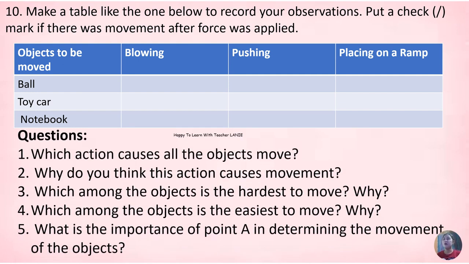Questions. Number 1. Which action causes all the objects to move? Number 2. Why do you think this action causes movement? Number 3. Which among the objects is the hardest to move? Why? Number 4. Which among the objects is the easiest to move? Why? And number 5. What is the importance of point A in determining the movement of the objects?